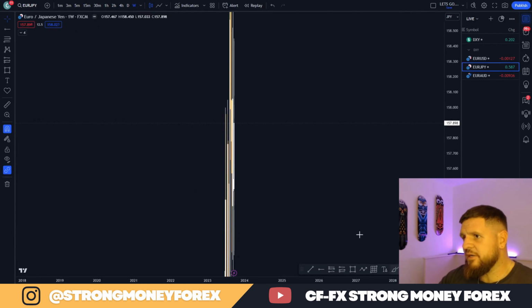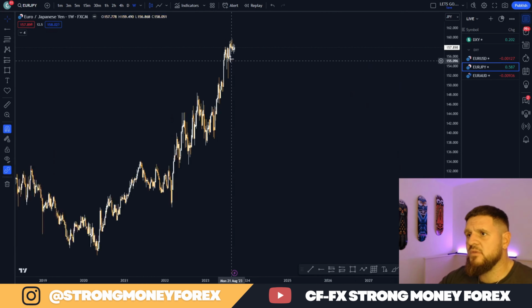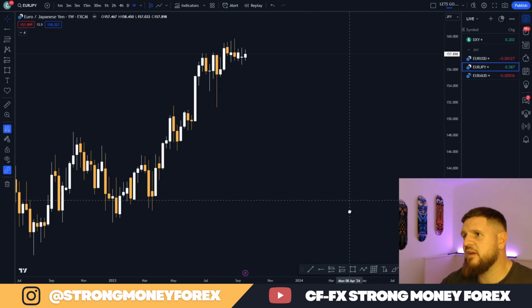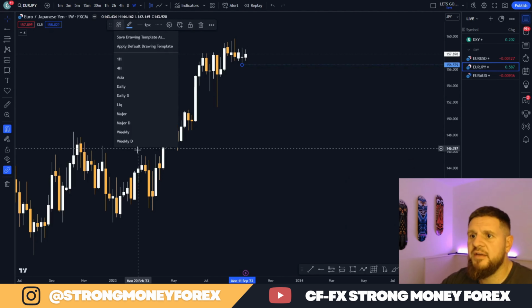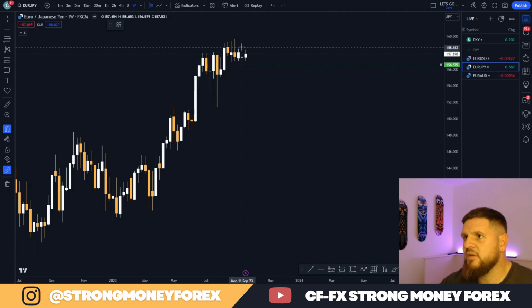Euro JPY. Let's draw everything on. So we're stuck in quite a tight range here on Euro JPY. This is the weekly chart, as you can see. We've got a weekly level there. We've got a weekly level here.